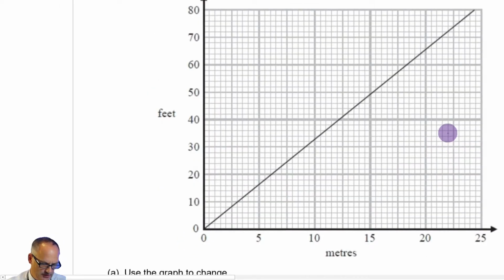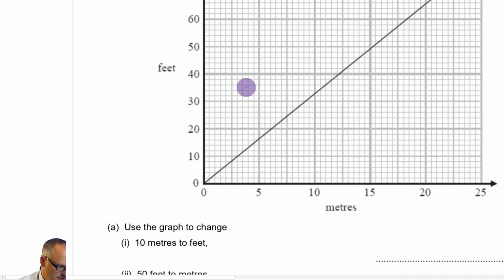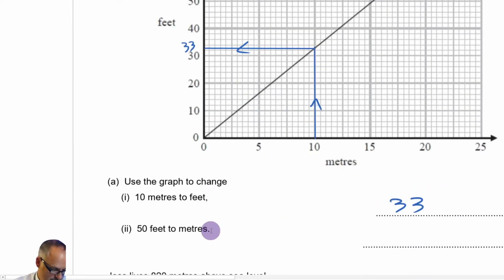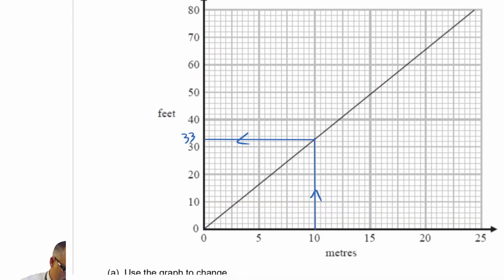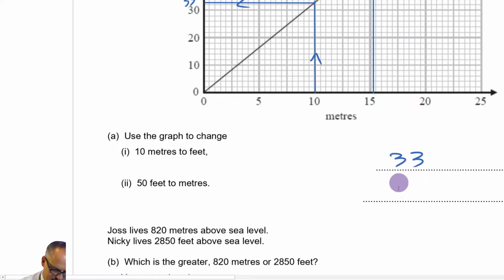So I'm just going to zoom in a little bit to give myself a better look at this and get myself a line. So 10 meters into feet, we're going to be starting off about here somewhere, and then we're going to draw another line here. So we can see that if we draw our line from here to here, we come out with 33 feet. So 10 meters is equal to 33 feet. Moving on to 50 feet into meters, let's do the same again, and drawing a line down we get something that's close to 16 meters.